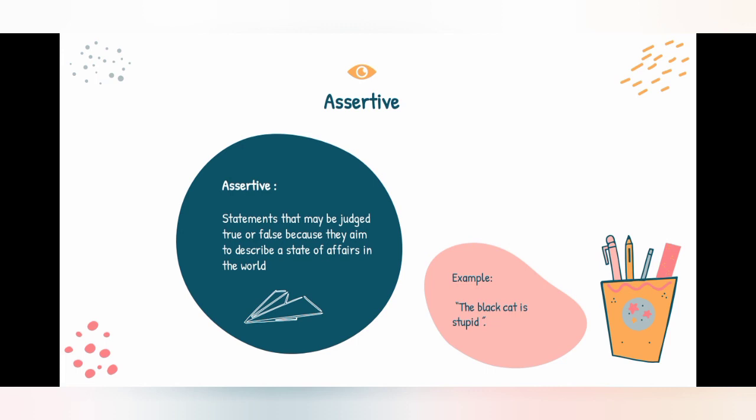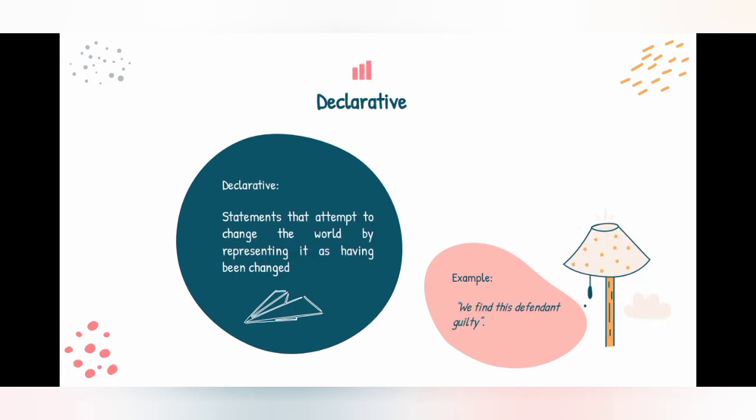The first one is assertive. Assertive is the statement that might be judged true or false because the aim is to describe a state of affairs in the world. For example, the black cat is stupid. And then the second one is declarative. Declaratives are statements that attempt to change the world by representing it as having been changed. For example, we find this defendant guilty.